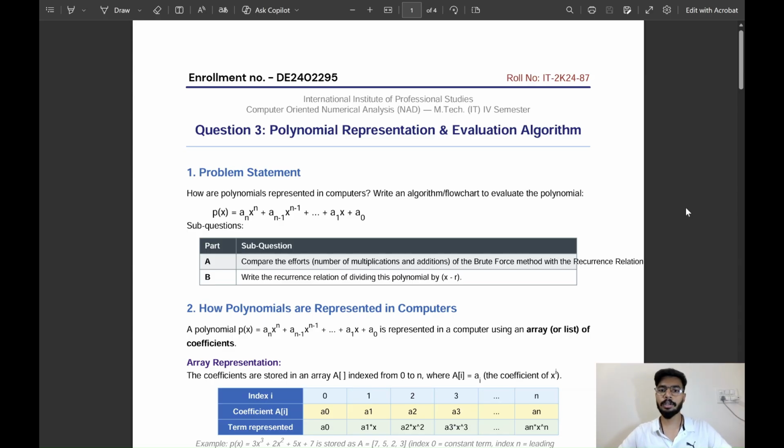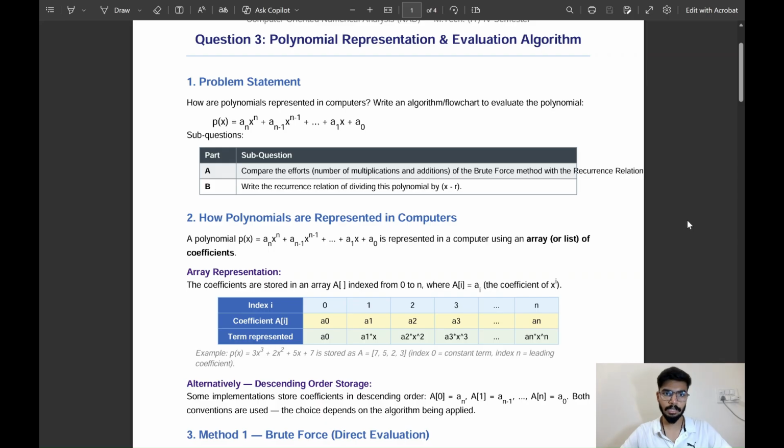Write an algorithm or flowchart to evaluate the polynomial P(x) = a_n x^n + a_(n-1) x^(n-1) + ... + a_1 x + a_0. The sub-parts are: part a, compare the effort, the number of multiplications and additions, of a brute force method with the recurrence relation; and part b, write the recurrence relation of dividing this polynomial by x minus r.